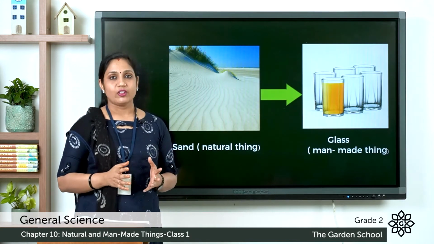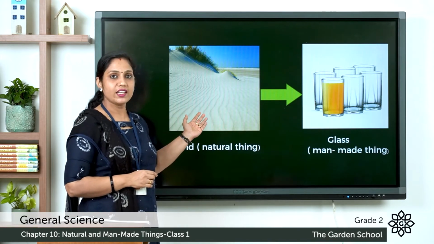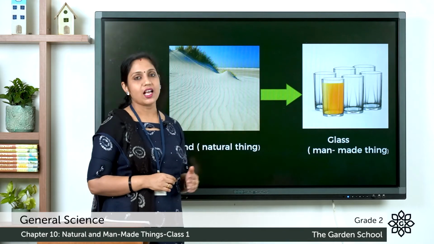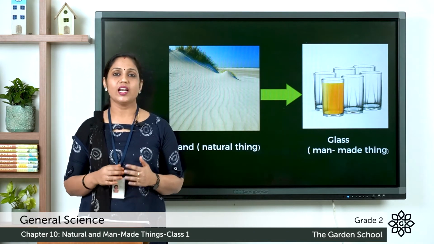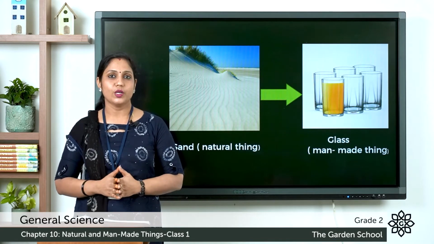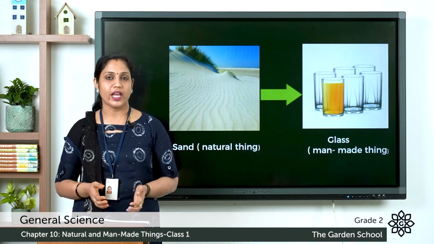The glass that we use is made out of sand. So here the sand is a natural thing and the glass is a man-made thing. So this is all about natural and man-made things. Hope you understood what is natural and what is man-made thing. Now let's move on to our exercises.